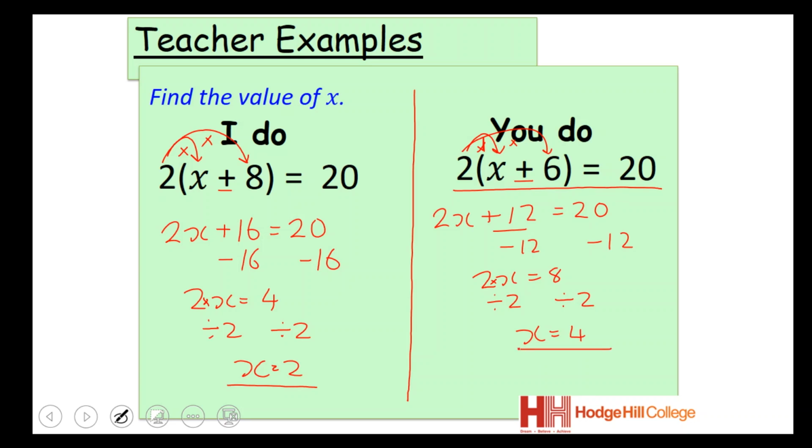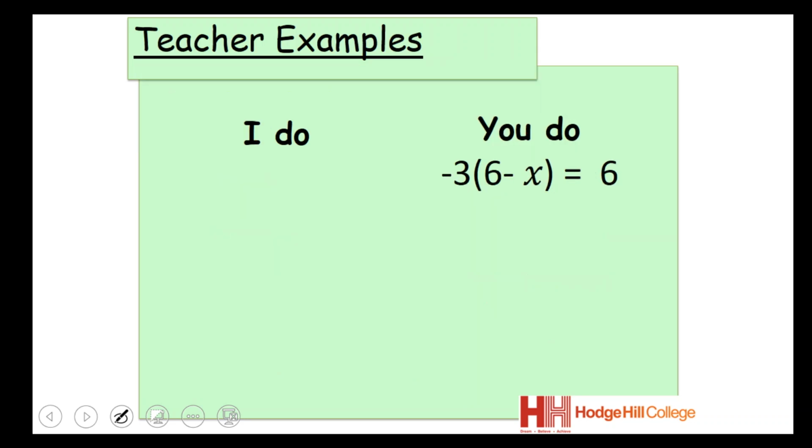To double check, you can substitute that in. So 4 plus 6 is 10, 2 times 10, and you get 20 again. Okay. Now, let's have a look at the next question. Slightly different now because it's involving negatives.